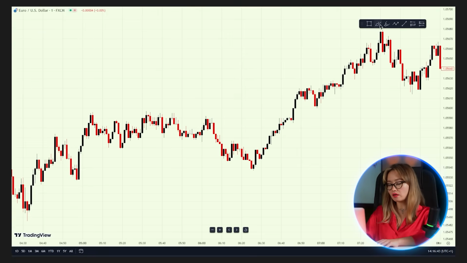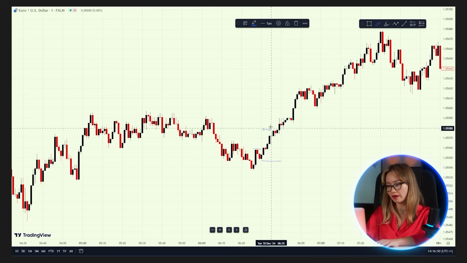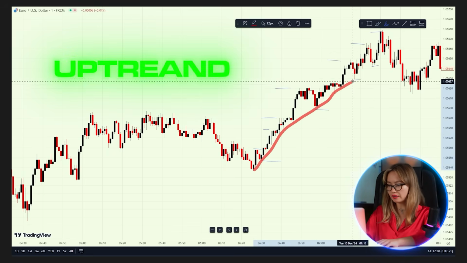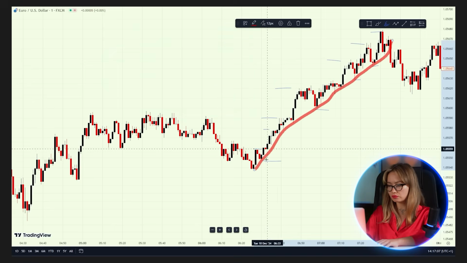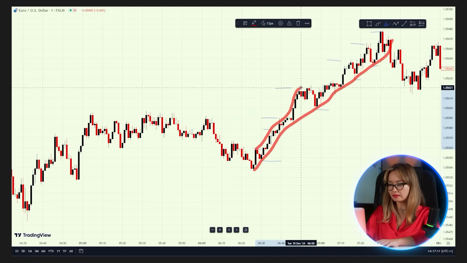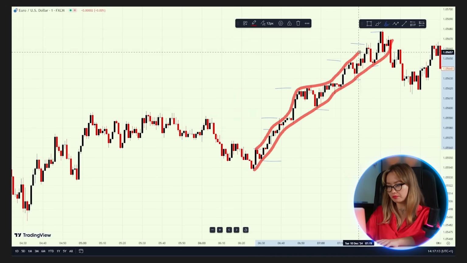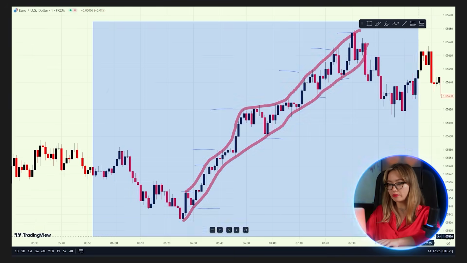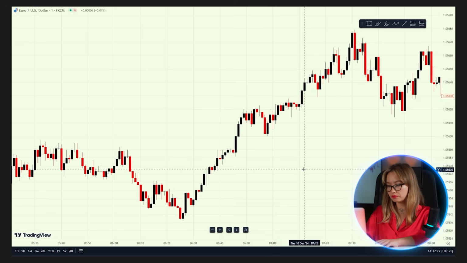An uptrend is the opposite. In an uptrend, both the lows and highs keep getting higher and higher. Let me highlight this for you. Here's the line connecting the lows. And here's the line connecting the highs. That's an uptrend. And now let's clear this and talk about a few more scenarios.